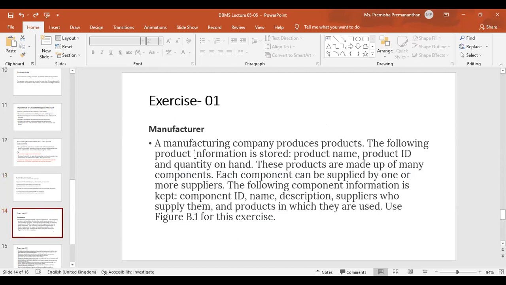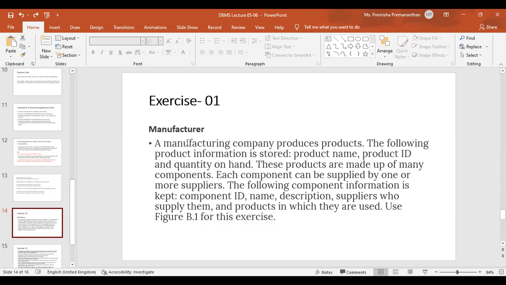So this is one example exercise, so we will just discuss this one. First thing, manufacturing company. When in the questions they give the scenario, you have to read those scenarios clearly. Then you have to divide the sentences in that scenario. Then only you can create the data model properly.